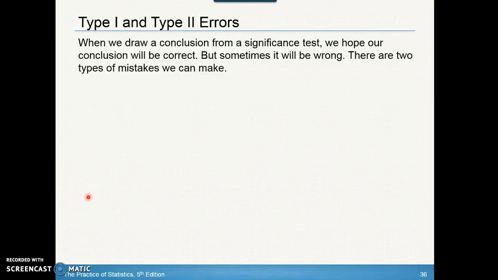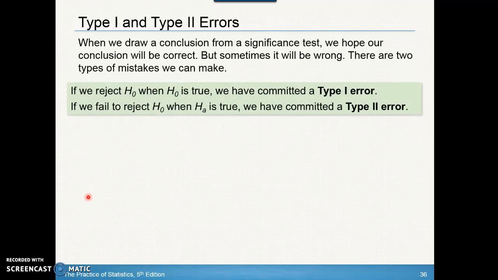All right, now you do a test of significance, you draw a conclusion. However, it doesn't necessarily mean your conclusion is correct. We're human, we all make mistakes. Sometimes your conclusion could be wrong. There are 2 types of mistakes we can make. One mistake is we reject the null when the null is in fact true.